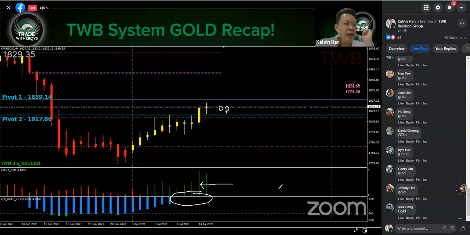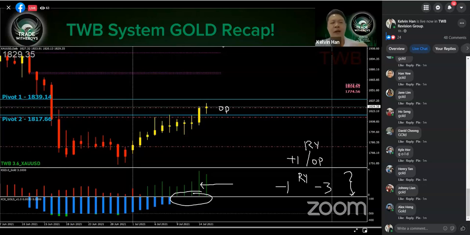Look for KTR minus 1 to minus 3 for CCRY. Or look out for plus 1, or OP, that triggers OP or plus 1 for CCRY. But of course, between the two of them, I would like this one because you buy cheap. This is called a follow through. Got it? Those who got it, please key got it.